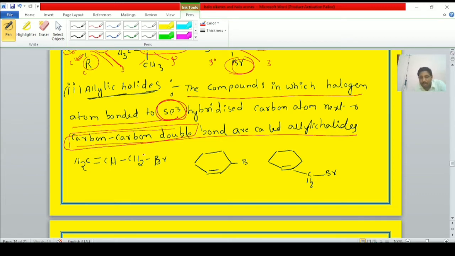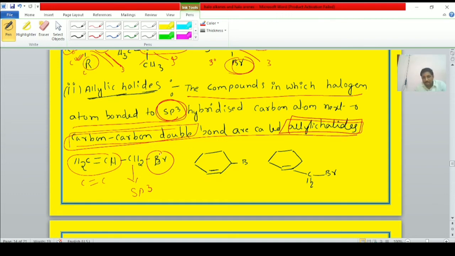Here, the halogen atom is bonded to the sp3 hybridized carbon. This carbon atom is bonded to the adjacent carbon-carbon double bond. This carbon atom is adjacent to the carbon-carbon double bond. This type of halides are called allylic halides. Whenever these two conditions are obeyed, the halide is called allylic halide.